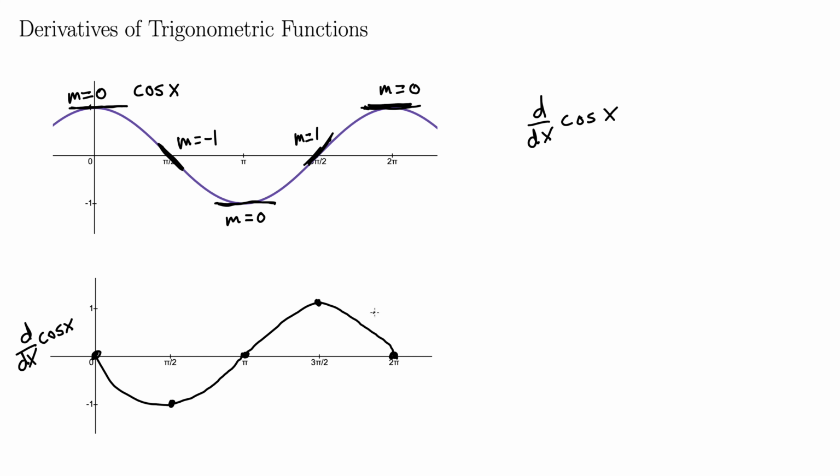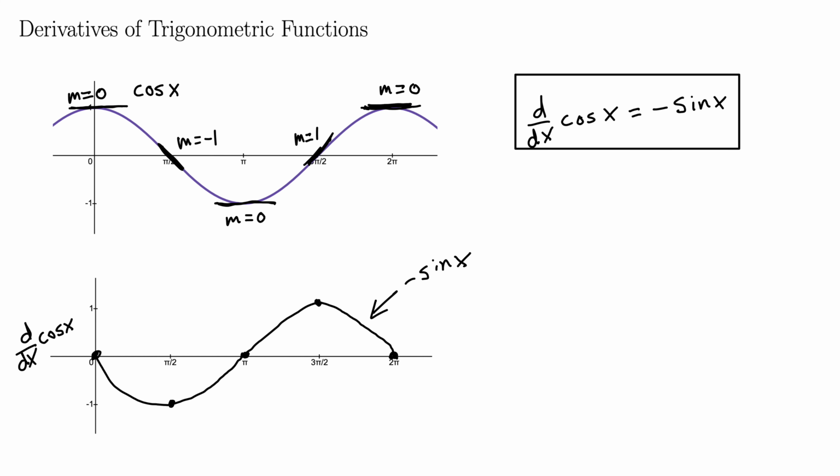Indeed, it's not sine x, but it is negative sine x. Right? It's like sine x, but flipped, rotated about the x-axis. And indeed, that is the derivative of cosine of x, negative sine x. Okay, so we have two derivatives. We've done the derivative of sine and cosine. Two down. We want the derivatives of all the trigonometric functions and eventually all the inverse trigonometric functions.